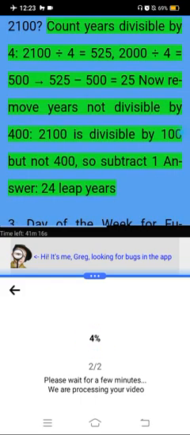Count years divisible by 4. 2100 divided by 4 equals 525. 2000 divided by 4 equals 500. So 525 minus 500 equals 25. Now remove years not divisible by 400. 2100 is divisible by 100 but not 400, so subtract 1. Answer, 24 leap years.